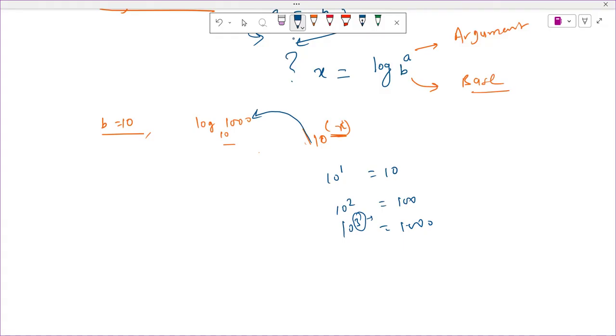So the answer of this will be 3, right? So 3 is what? 10 to the power 3 will be equal to this particular value. So log 1000 is nothing but equal to 3 if its base is 10. So this way you can understand things.